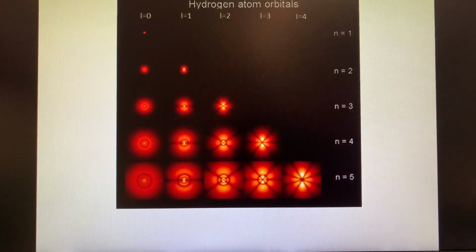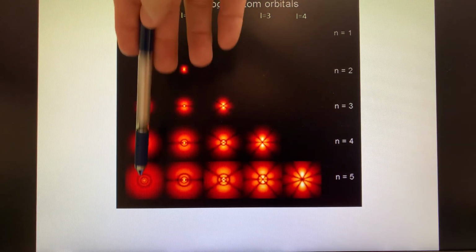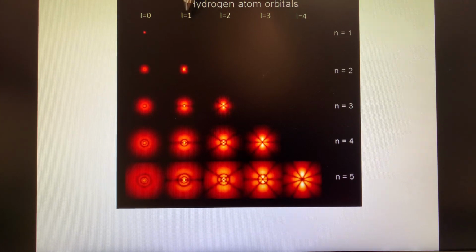So again, these are mathematical calculations from the wave functions. You can see L equals 0 means an s orbital, right? So spherical, spherical with nodes, so you get more layers. L equals 1 is a p orbital, then d, f, and a g orbital. So there's all sorts of weird stuff.